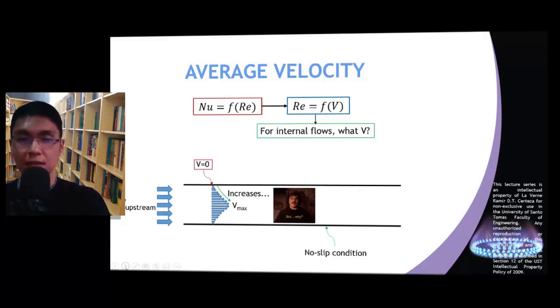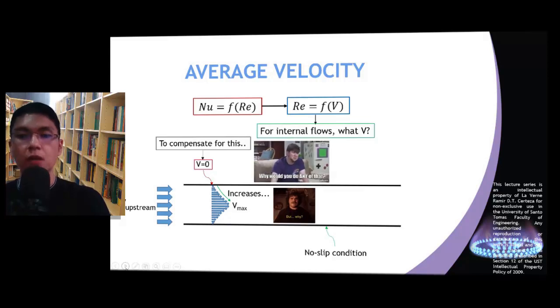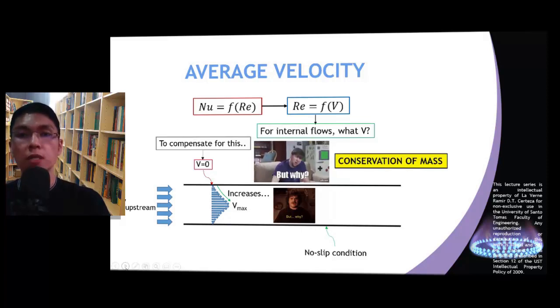But why does this happen? This happens because the fluid particles that are far from the pipe wall must compensate for the motionless fluid particles that are in contact with the pipe wall. But if we think about it, why is there really a need for the velocity of the fluid particles in contact with the pipe wall to be compensated? The primary reason behind this is that mass should always be conserved at any point within the fluid flow.